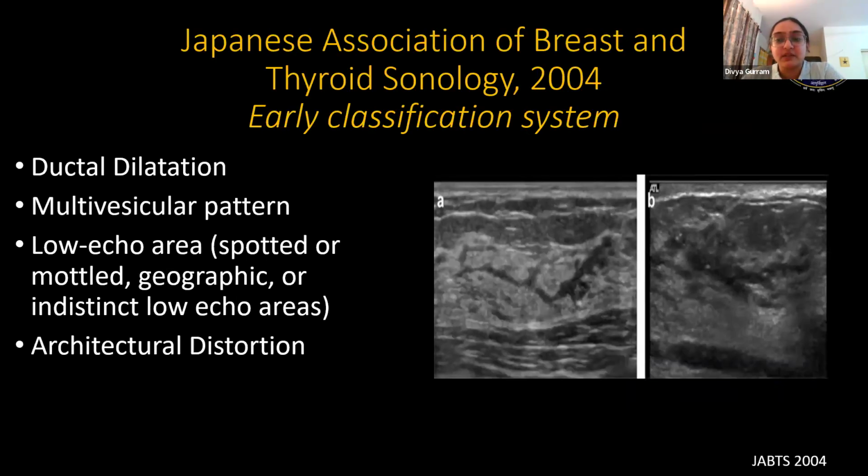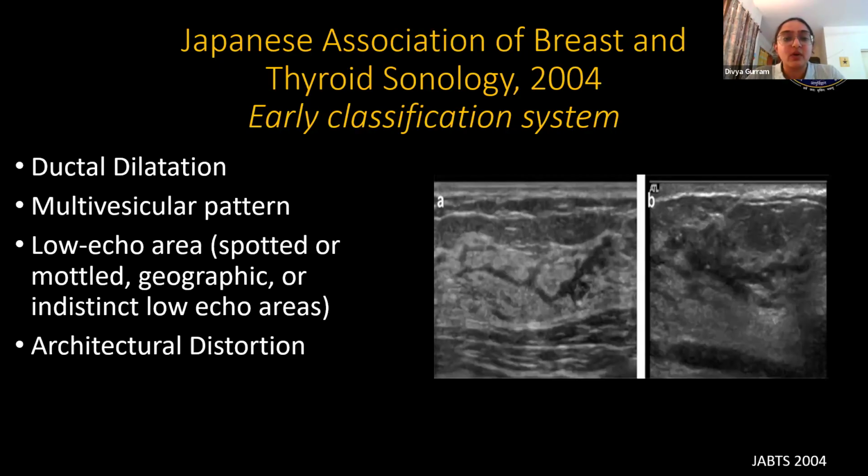Given these diagnostic challenges, several ultrasound classification systems for non-mass lesions have been developed in an effort to standardize evaluation and also to refine risk assessment. So one of the earliest classification systems was developed in Japan in 2004 by the Association of Breast and Thyroid Sonology, where they've described these non-mass lesions in terms of ductal dilatation, and they've also talked about a multivesicular pattern, and non-mass lesions being a low hypoechoic area, which may either be spotted or mottled.